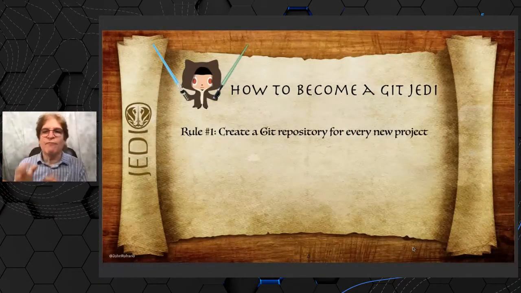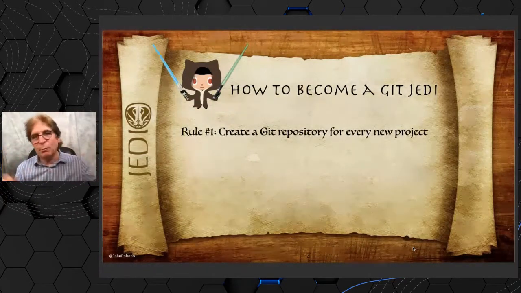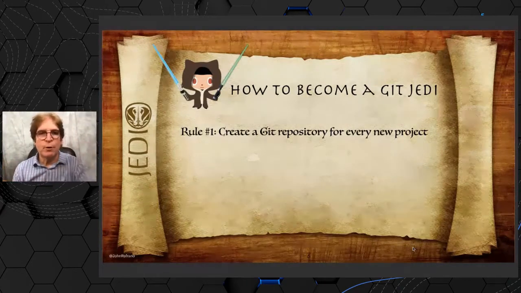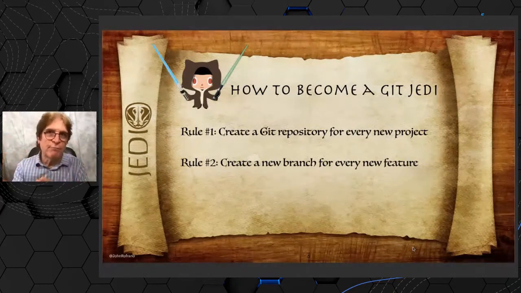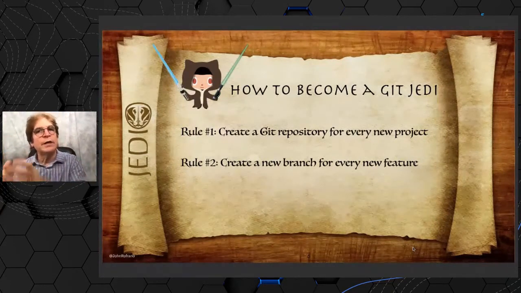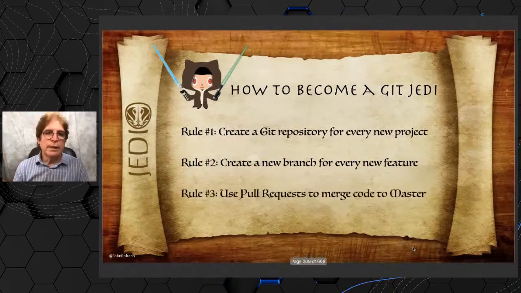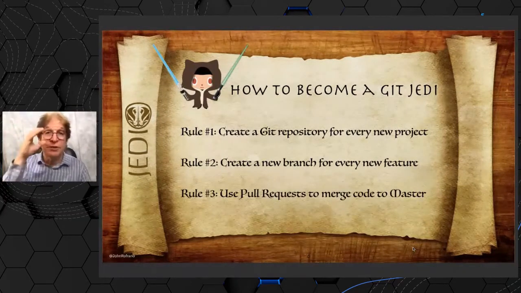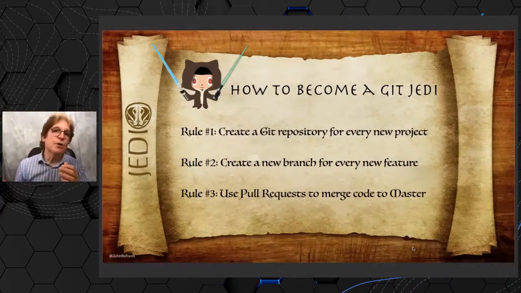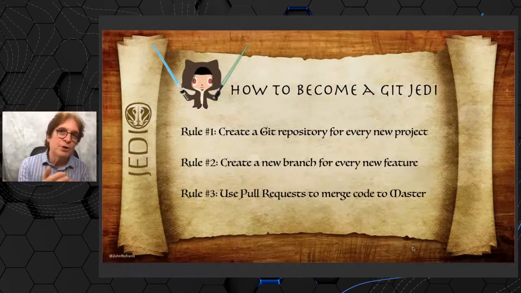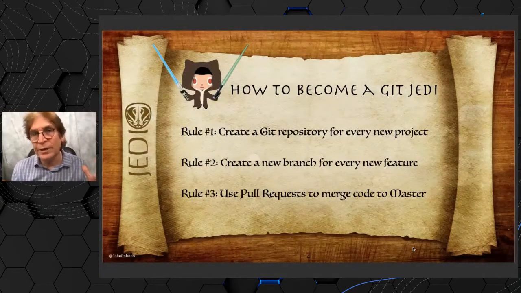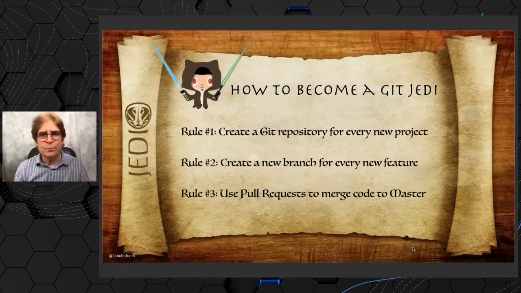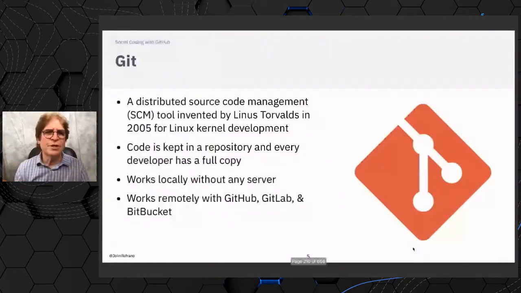One, you create a repo for every new project, right? You don't have multiple projects in a repo. You want one-to-one repo to project. Number 2, you create a new branch for every new feature. We don't use long-lived branches, right? We create a new feature, a new story. We create a new branch, work on that story. And then number 3, we use pull requests to merge things back to master. We don't commit to master. We don't merge to master on our workstation and push. We use pull requests. So this is kind of the etiquette of working in a DevOps organization and any real open source organization.